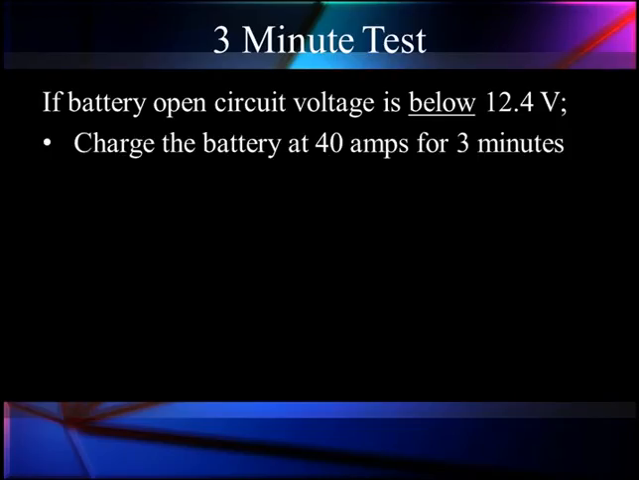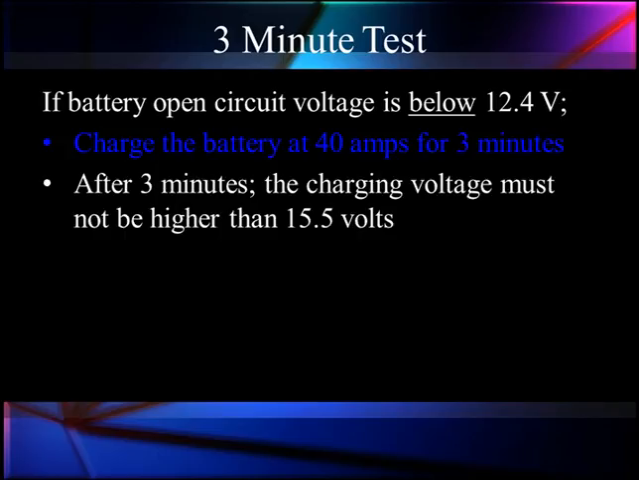Well, we start off by charging it at 40 amps for 3 minutes. Now you will find batteries that are sulfated that will not accept a 40 amp charge. That's a key right off the bat. After 3 minutes, the charging voltage must not be higher than 15.5 volts. At 40 amps, it should take longer than 3 minutes to charge this battery back up. That's what this test result says. If I cannot accept a charge, I cannot deliver a charge.